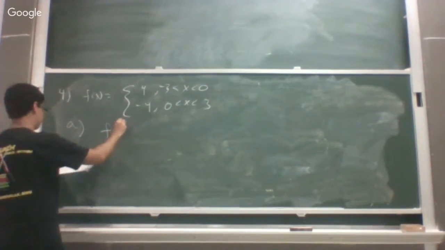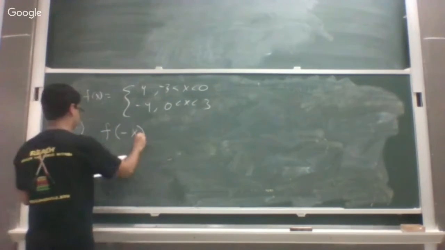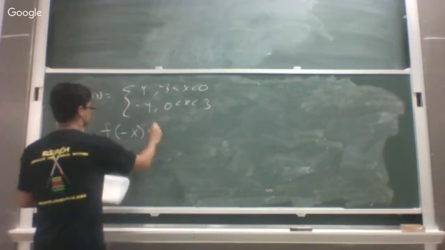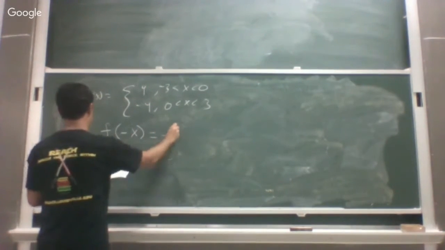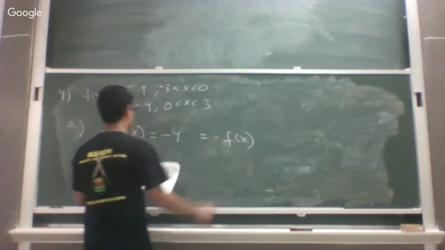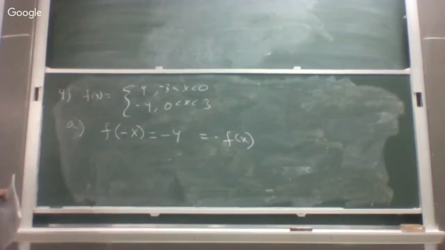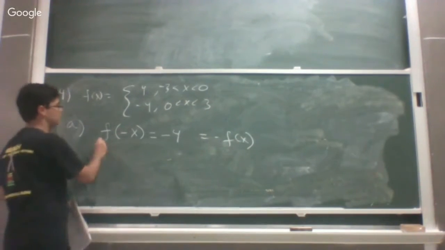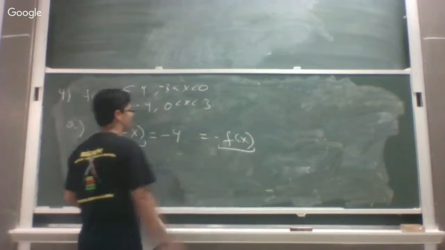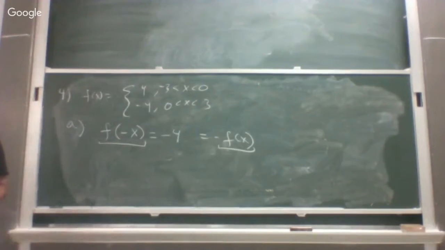It is odd because f of negative x is equal to negative 4, which is apparently equal to negative f of x. The way I like to do it is graph it, but essentially for it to be odd, when you have a negative x in the f of x, it comes out negative on the outside, right? That's the definition.